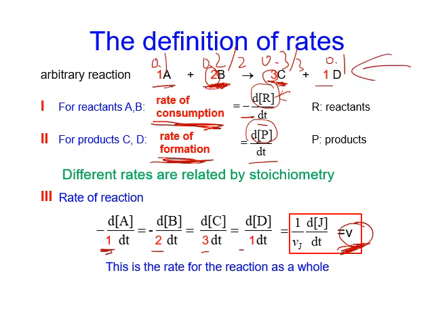So for the whole reaction, we can choose any substance. We can choose A or B or C or D. The rate will be different, but if we divide by its coefficient, then you get the same number, which is called the rate of reaction. With the rate of reaction, we multiply by the coefficient, then you get the individual rate. So we can calculate the rate for A or B or C or D, just by multiplying the rate of reaction by the coefficient.